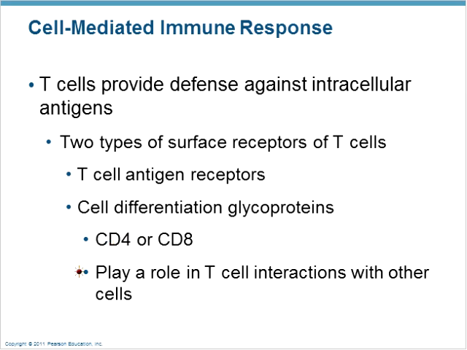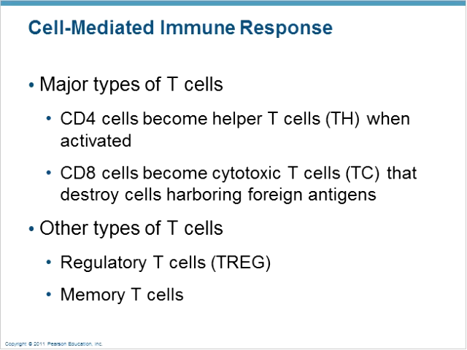It plays a role in T cell interactions with other cells. So there are two types of surface receptors, the T cell antigen receptor and the cell differentiation glycoprotein, which can be made up of CD4 or CD8. There are major types of T cells. The CD4 cell becomes what's commonly known as a TH cell, or helper cell. The CD8 cells become cytotoxic cells, or TC cells, that destroy cells harboring any foreign antigens. Other types of T cells include regulatory T cells, or Tregs, and memory T cells that work similarly to the memory cells that go along with the B lymphocytes we talked about earlier.